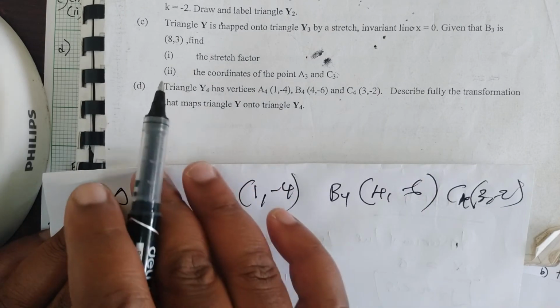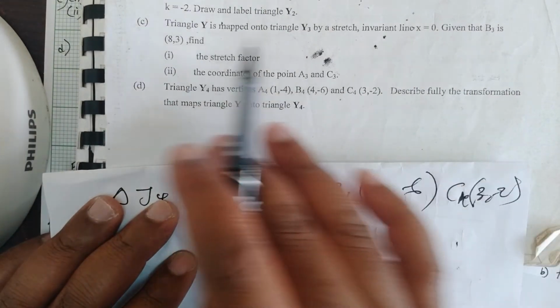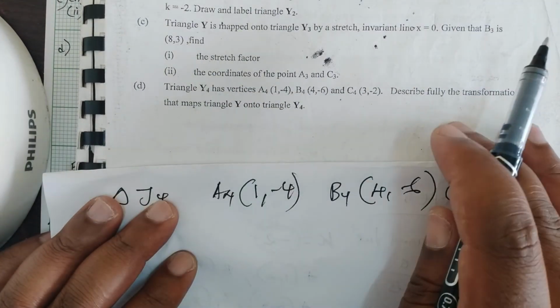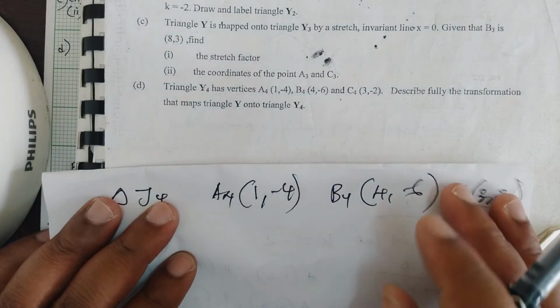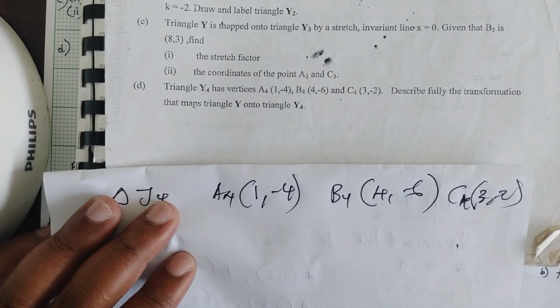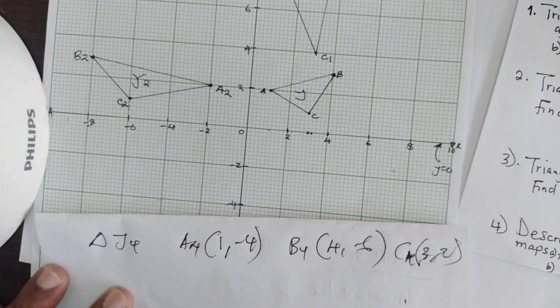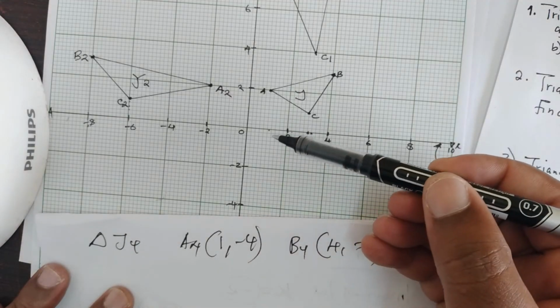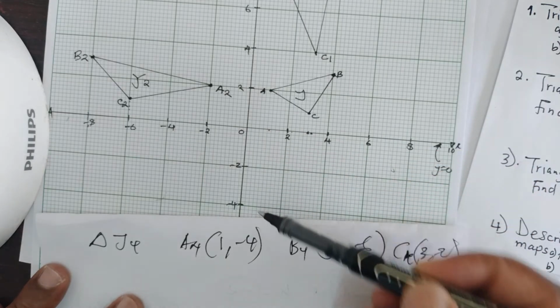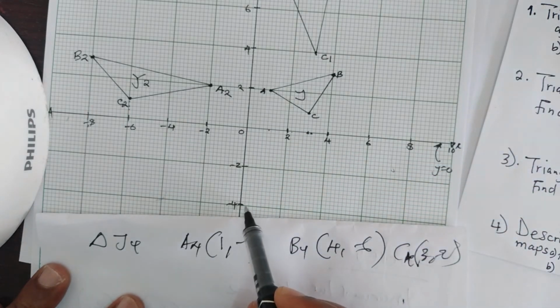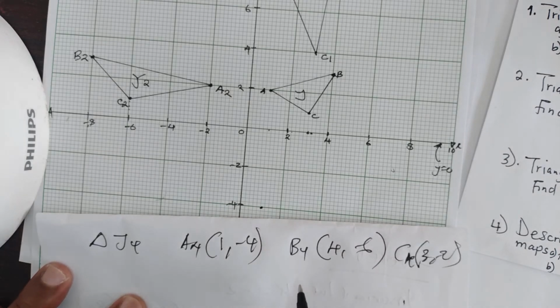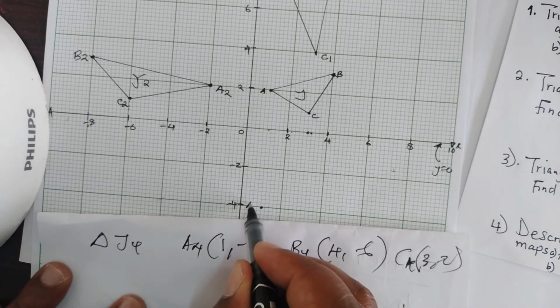Sometimes to make your job easy, you can plot these. Plot and see the kind of transformation that is there first. So you have the first one, 1 comma negative 4, which is somewhere here. 1, 2, 3, 4, 5, which is this one. This is A4.